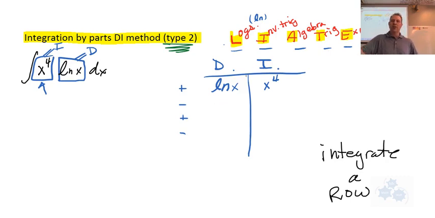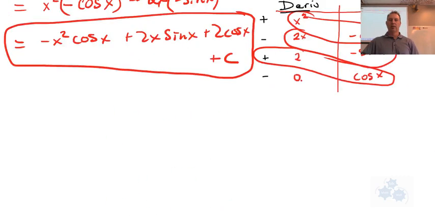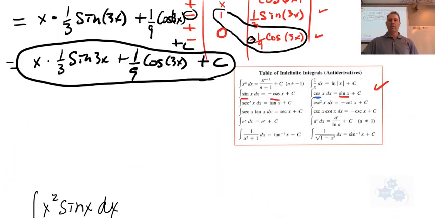What's the derivative of ln of x? And if you need to check back to your chart, you should have a chart in your book here. So what's the derivative of ln of x? 1 over x. Okay, so the derivative of ln of x is going to give you 1 over x, right?